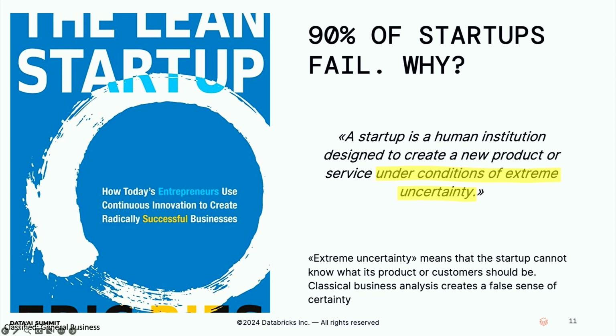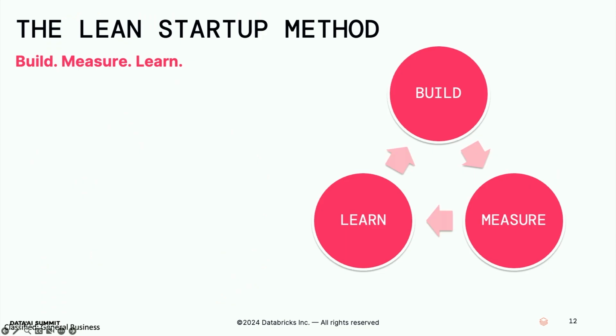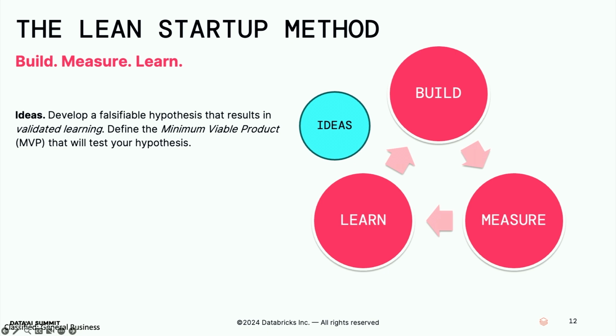So this is why Eric Ries came up with this method called the lean startup. And at the core of it, it's relatively simple. It introduces a build, measure, learn cycle, and your goal is to iterate through this cycle as fast as you possibly can. And you do this by first generating some ideas. Of course, if you want to do innovation, you need some ideas. The way you do this is you develop a falsifiable hypothesis that results in validated learning.